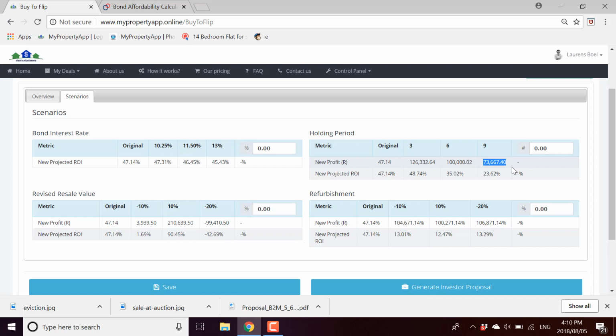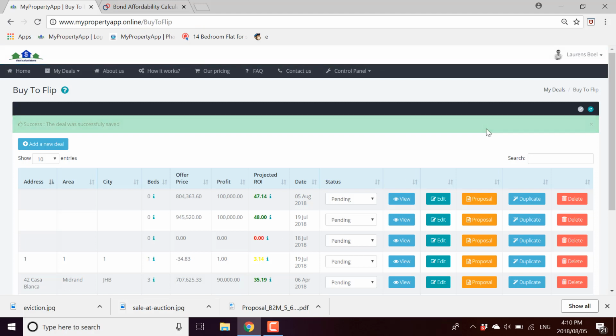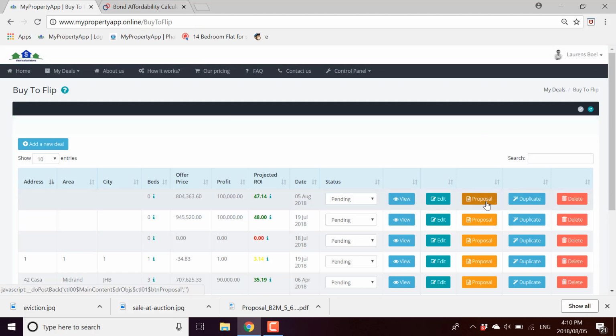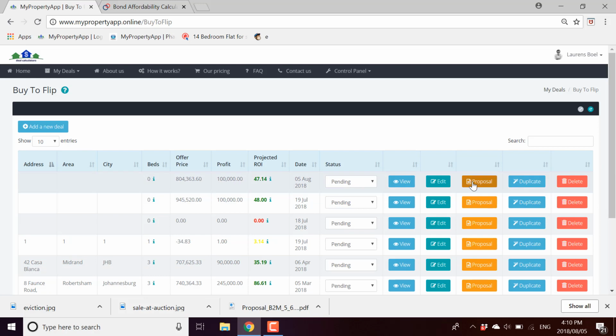So this is great for when you want to approach an investor, because then you're able to showcase how the deal deals with stress. So you've stress tested it essentially. You can then go here to save, which would then take you to your dashboard. It would save it to your dashboard, and from your dashboard, as always, you're able to generate a proposal, duplicate, delete, and then generating a proposal.